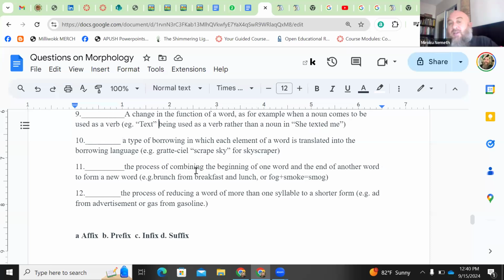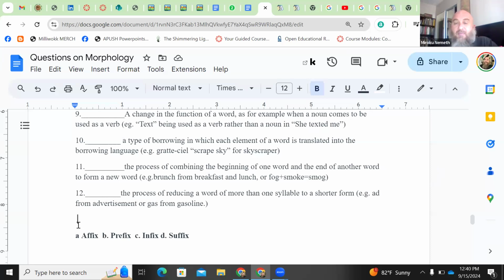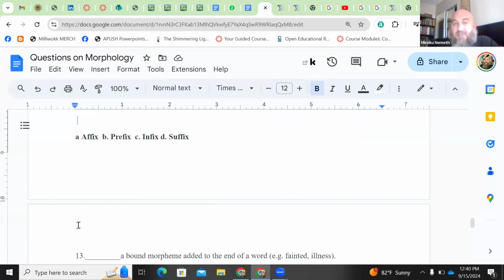Clipping is the process of reducing a word of more than one syllable to a shorter form. Ad from advertisement, or gas from gasoline. We do this so much. Gym from gymnasium. It's an actual process that we do.